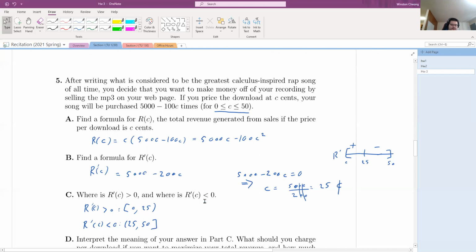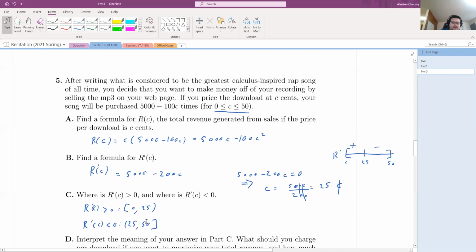Notice that I'm using a closed paren and an open paren, and that's because we are actually able to plug 0 in and get a value that makes sense. Like we plug 0 in, we'll get 5,000 for R prime. That is going to be positive. So we do include 0 for this interval.